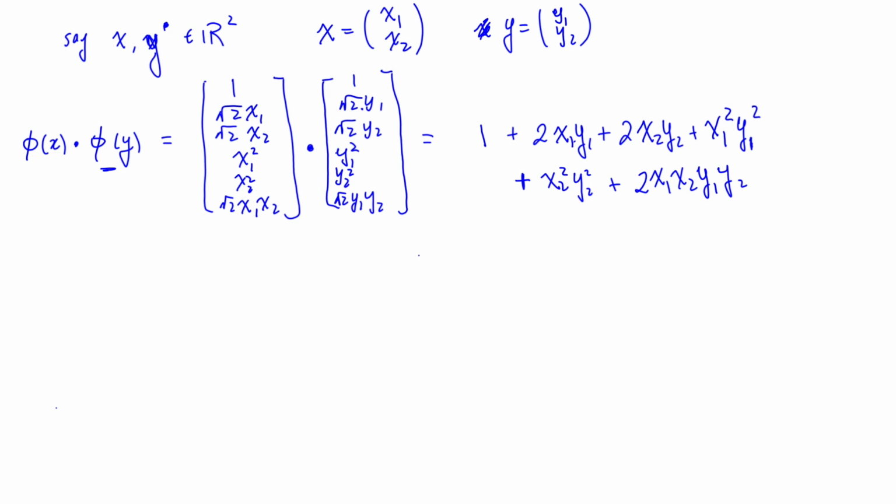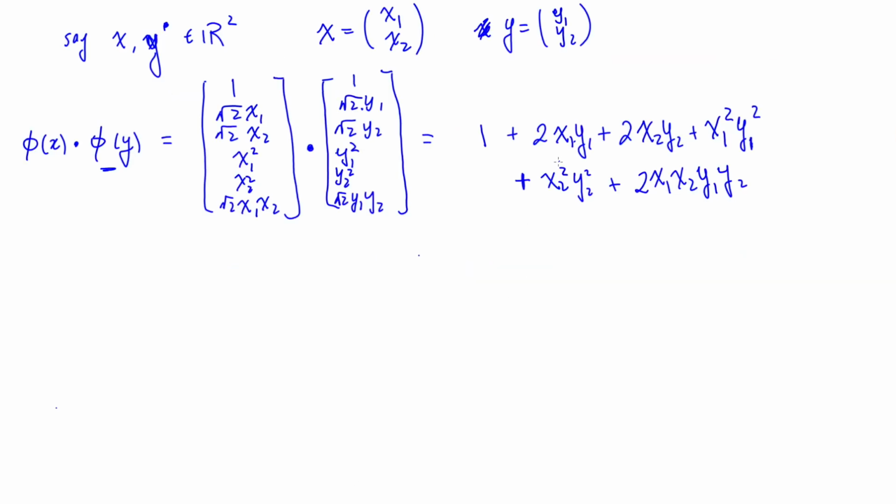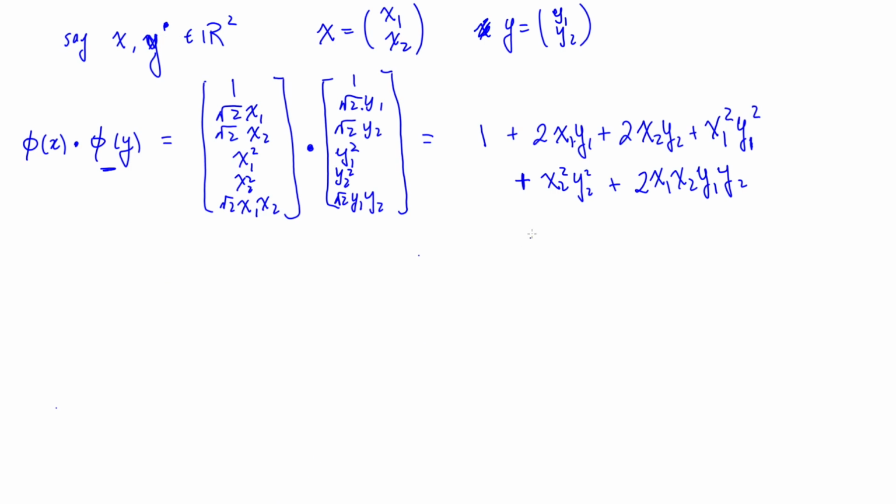Basically every time you want to compute an element of this matrix here, you need to add up these 6 terms, which is kind of problematic because you want to do this n squared many times. So if you have a large data set and you use a feature transformation that takes you to a much higher dimensional space, say 100, 200, this is going to scale poorly.